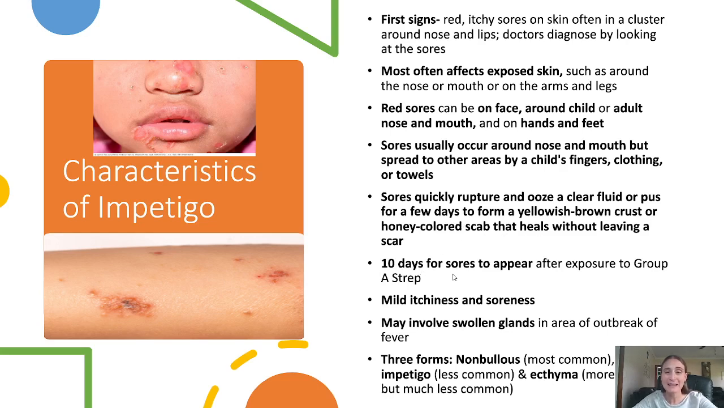It takes about 10 days for that sore to appear after you're exposed to group A strep. Mild itchiness, soreness, and swollen glands may occur. There are 3 forms that I will talk about in the next 2 slides. The most common one is non-bullous. One that is less common is bullous. And ecthyma is also less common, but it's more severe.